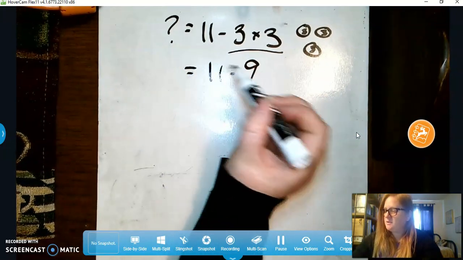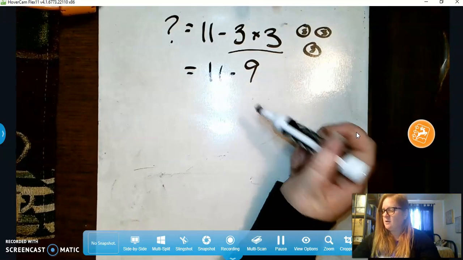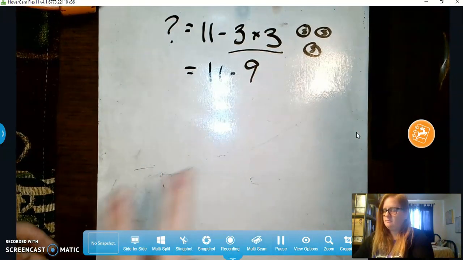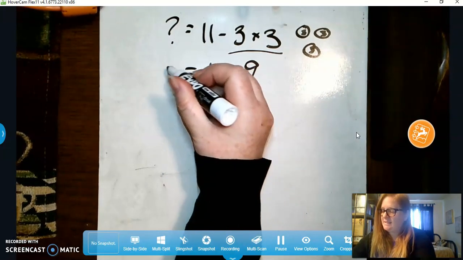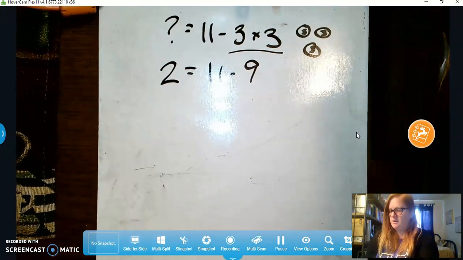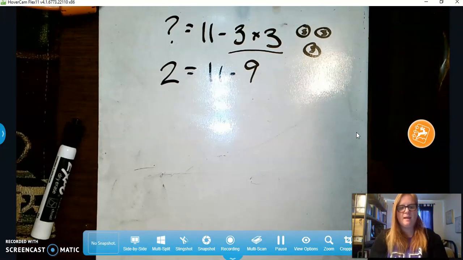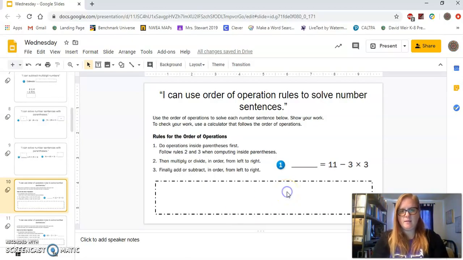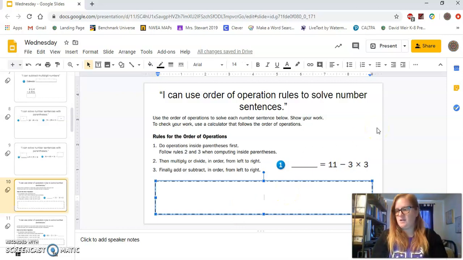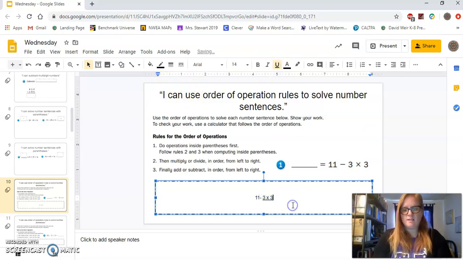So now I have to do 11 minus 9. So 9, 10, 11. 11 minus 9 equals 2. Okay, so that would be my answer for Wednesday. And I think on this one I had shown you guys that I wanted to see each step. So 11 minus 3 times 3, and underline that 3 times 3 because that's what we did first. Then you do 11 minus, make sure that's not underlined. 11 minus 9 equals 2.